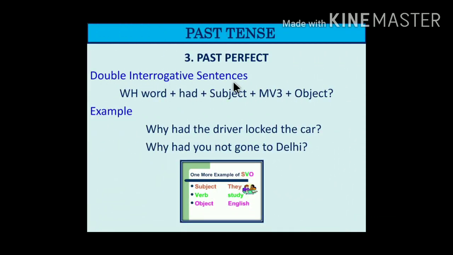Then double interrogative sentences. What, WH word? Had, to indicate that it is the past tense, and MV3 that the action is completed. Had will indicate the time, and MV3, the main action verb, will indicate the quantity or the amount of work, finished or indefinite, whatever. Why had the driver locked the car? Why had you not gone to Delhi? Gone, the third form; locked, the third form; and had is the past tense.